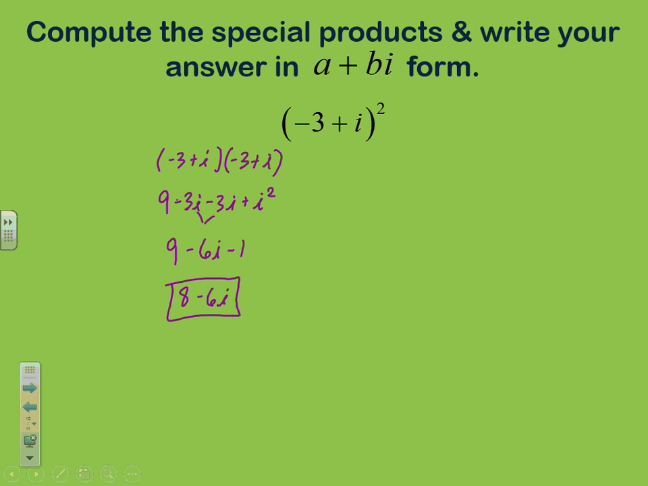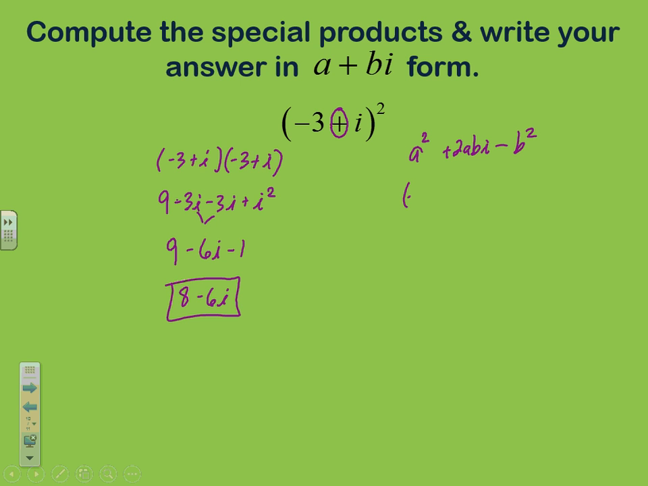Now let's take a look at our rule here. When I'm squaring a complex number where I'm adding the complex part to the real part, remember that gives us a rule of a squared plus 2abi minus b squared. So here, a, well, that's just the 3.